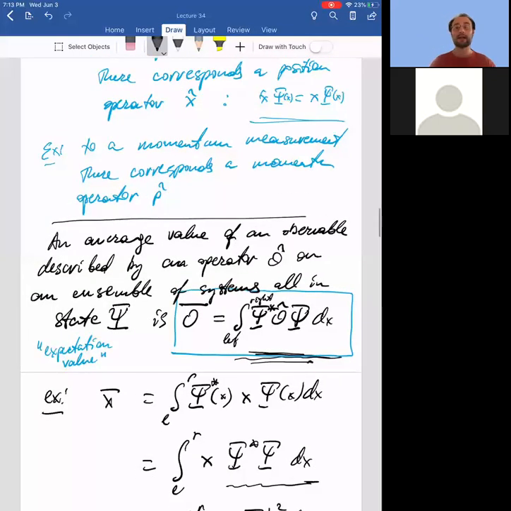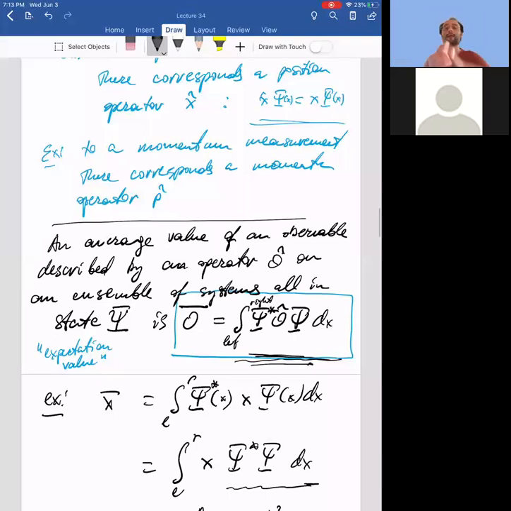Let's digest this. We have an ensemble of identical systems, say harmonic oscillators. You place each one in the same psi, say the ground state. And then you start measuring away. Let's say you measure position. You can get one value in one system, another value in another. That's what we talked about yesterday. You're going to get a whole set of results. I want to know the average of those results.